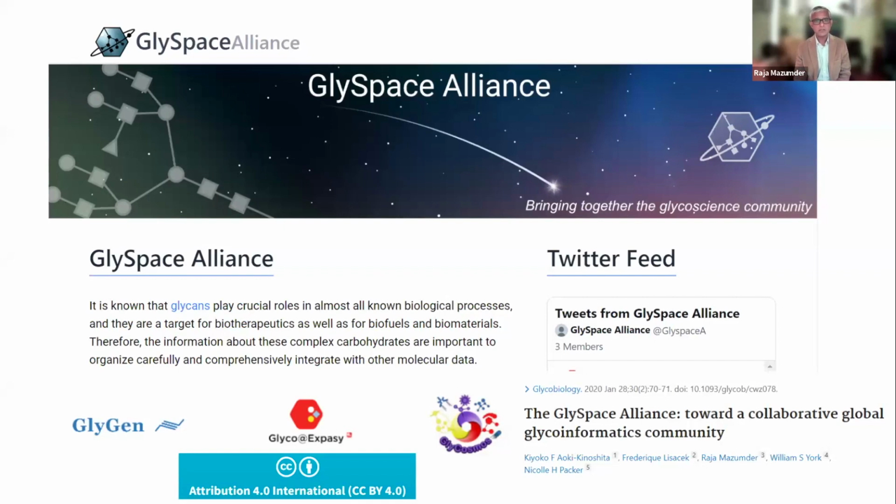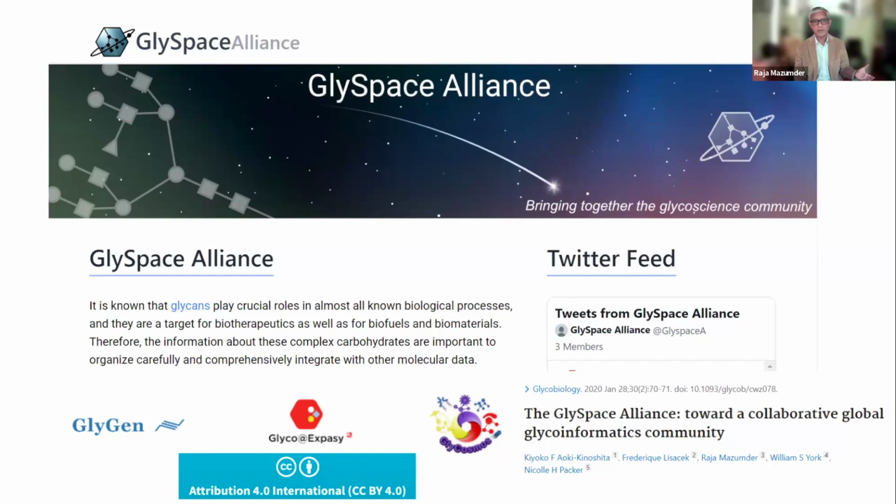So we started this GlySpace Alliance with collaborators in Japan and in Europe, in Switzerland, the Swiss Institute of Bioinformatics. And we share data. One of the biggest things that we did is that when we are sharing data, we use a very clear license. Anybody who is planning on developing resources, think about these licenses when you put data out. In our case, anybody in the world can use it, including commercial entities. We don't care. We actually want people to use it as much as possible.